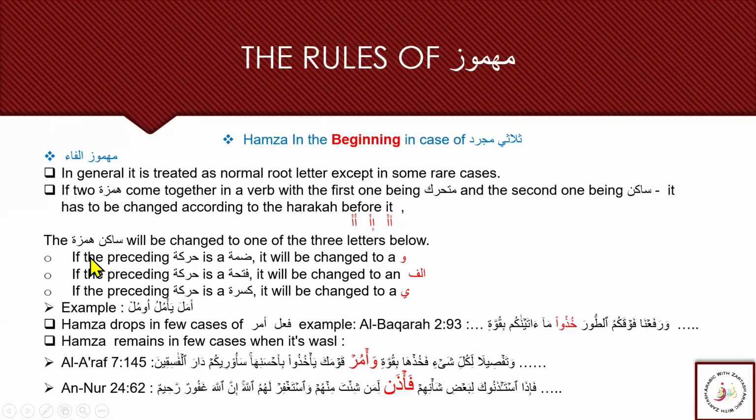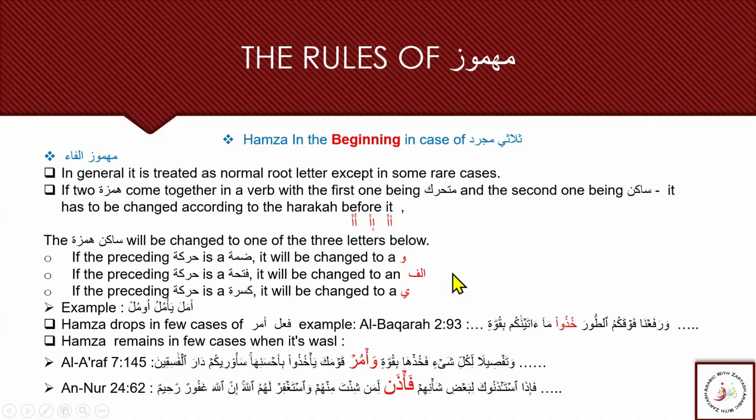So what is going to happen? If the preceding haraka is a dhamma, it will be changed to a waw. If the preceding haraka is a fatha, it will be changed to an alif. Like here, it will be changed into an alif. If the preceding haraka is a kasra, it will be changed to a ya. Like here, this second one will be changed into a ya.